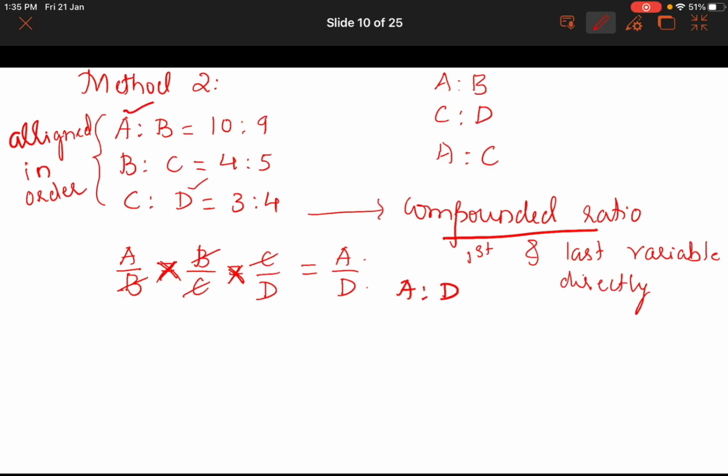Now by substituting the values, A by B is nothing but 10 by 9 into B by C is 4 by 5 into C by D is 3 by 4. Now 3 1s are 3, 3 3s are 9, 5 1s are 5, 5 2s are 10, 4 cancels, what remains? 2 by 3. 2 by 3 is nothing but A is to D is 2 is to 3.